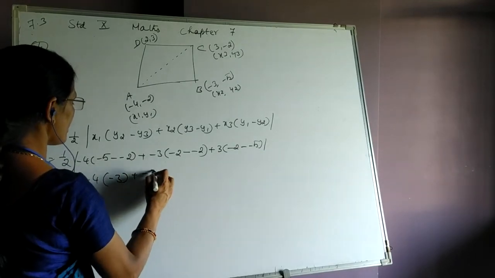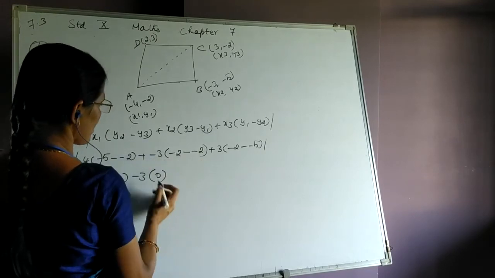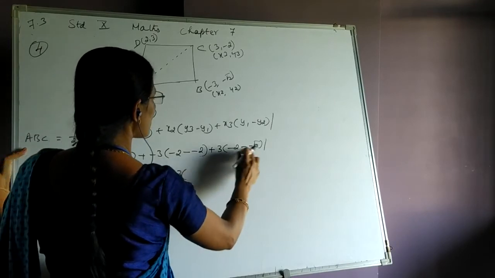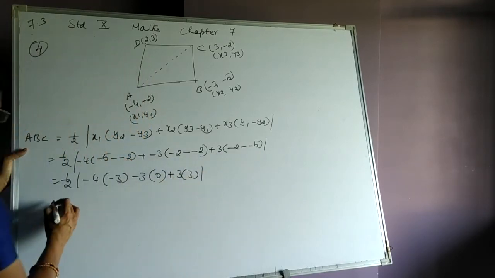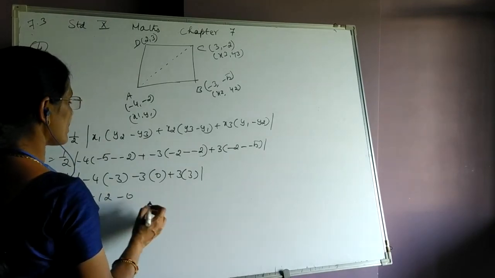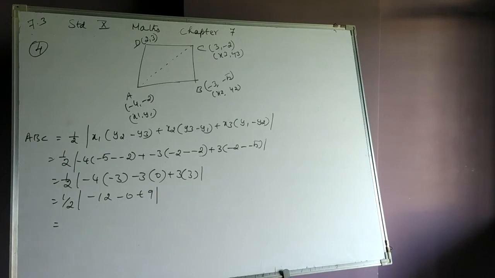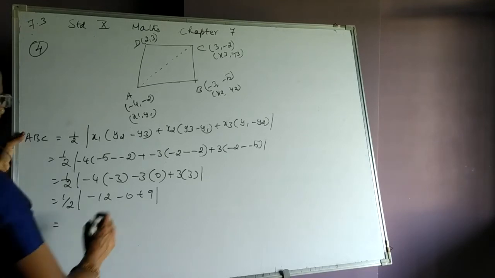Substituting the values, x1 is minus 4, y2 is minus 5, y3 is minus 2. x2 value is minus 3, y3 is minus 2, y1 is also minus 2. So we will get here minus of minus 2, y3 is minus 2 minus y1 is minus 2. x3 value is 3, y1 is minus 2 and y2 is minus 5, which is half of minus 4.